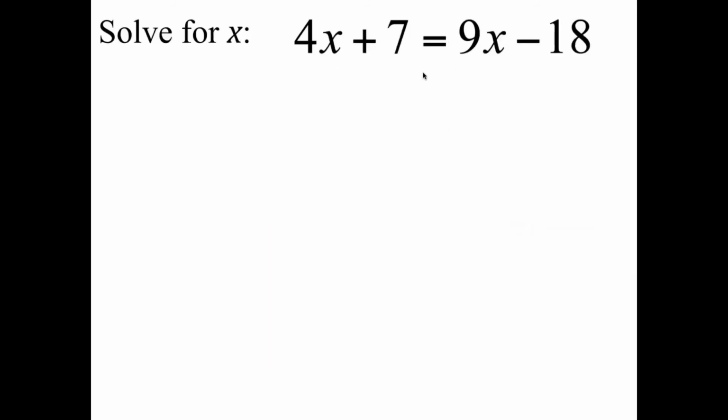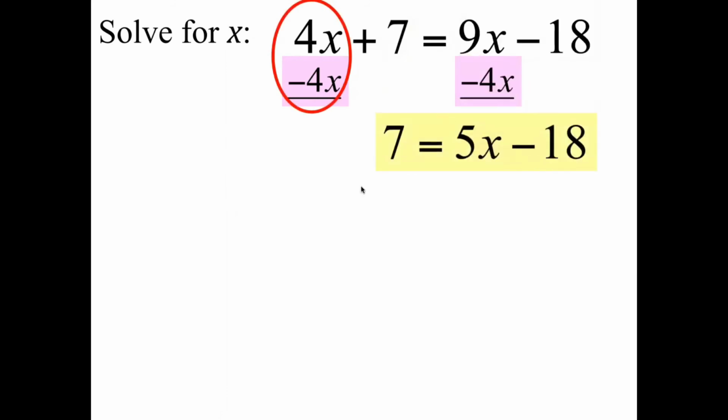Okay, let's go ahead and look at an example. We're given 4x plus 7 equals 9x minus 18. First, we're going to isolate the variable on one side. I find that it's easier to subtract the smaller value, so subtract 4x from both sides. 4x cancels here, and 9x minus 4x will equal 5x. Bring down your remaining terms. So you have 7 equals 5x minus 18.